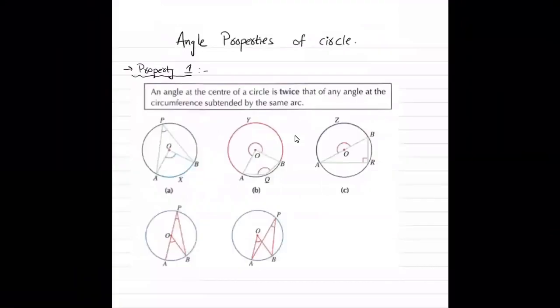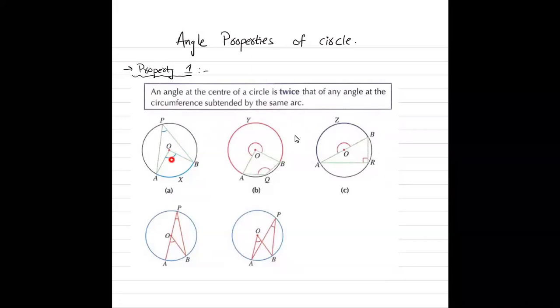Angle properties of circle. Previously, we looked at symmetric properties of the circle. Now we are looking at the angle properties of the circle. Property number one says the angle at the center of a circle is always going to be twice the angle at the circumference subtended by the same arc.